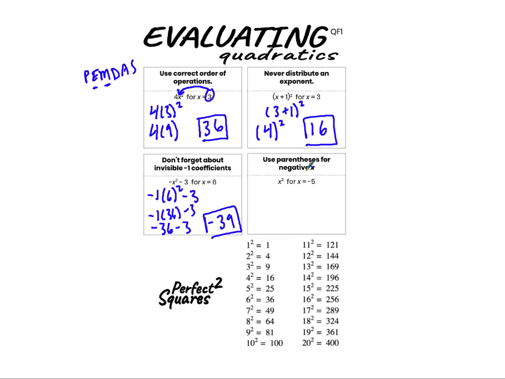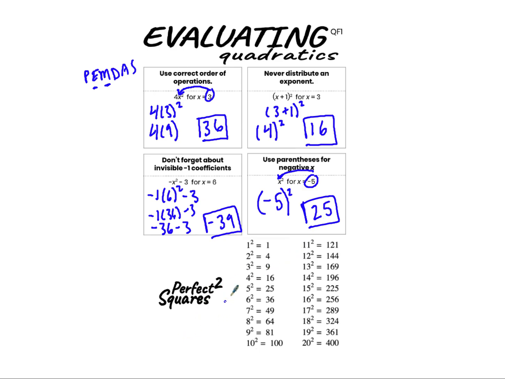For this last one, it is related. It's really important when we are evaluating for a negative value of x that we use parentheses. So when I'm plugging in -5 for x, I cannot write it like this. -5 without parentheses squared, I'm going to square and then multiply by -1, giving me -25. That is not correct. I'm plugging in -5 for x, so this expression x squared is -5 times -5, which is 25. So this is recognizing that the negative is attached to my x. -5 times -5 is positive 25.